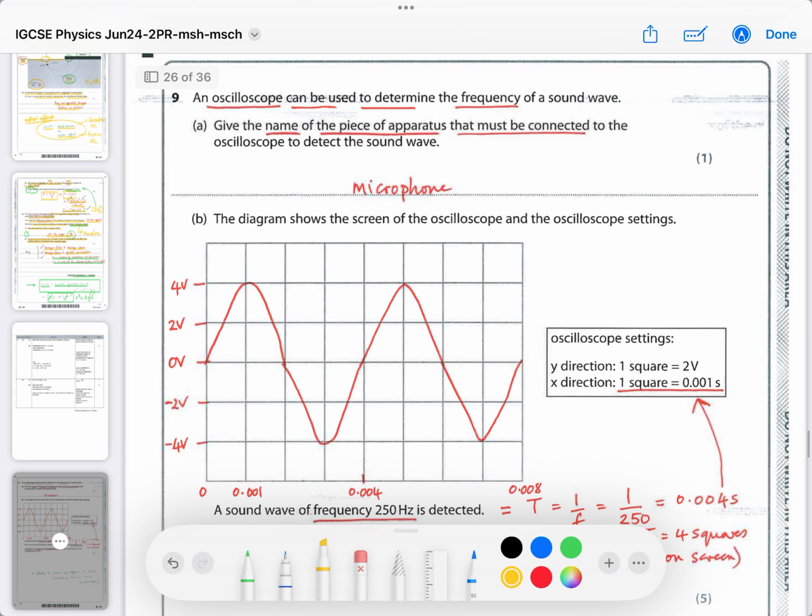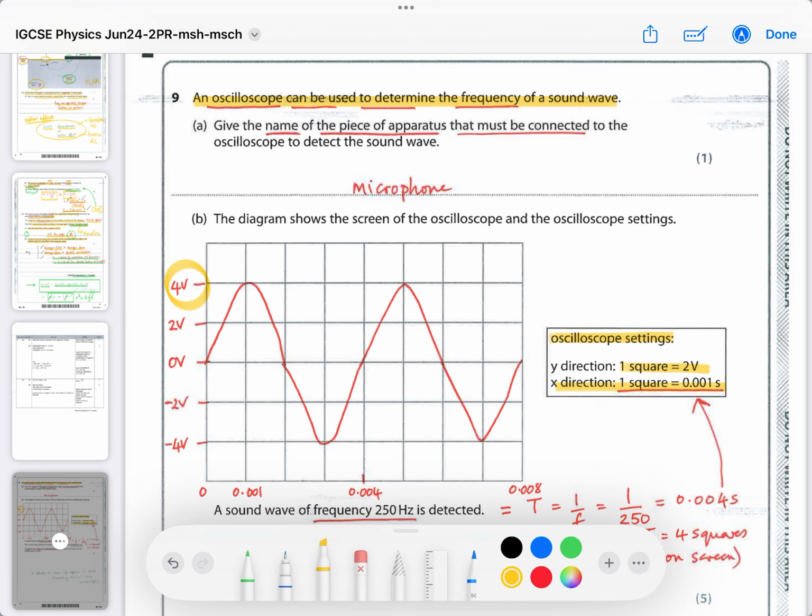Question 9. This is what I was telling you. They're going to ask you about an oscilloscope. 9 times out of 10, this comes up. The oscilloscope has voltage on the y-axis, time on the x-axis. Each square is worth the value given on the oscilloscope settings. Basically, an oscilloscope is a voltage graph plotter.